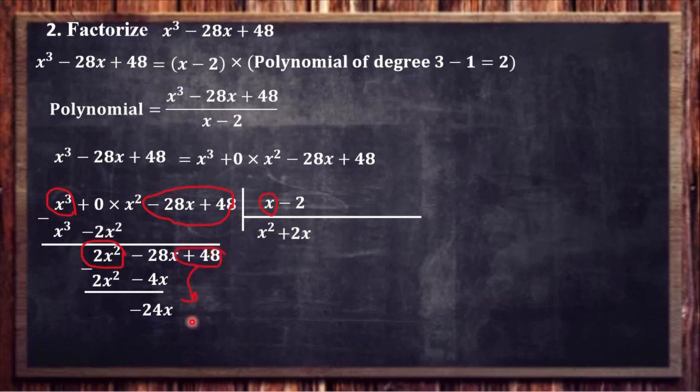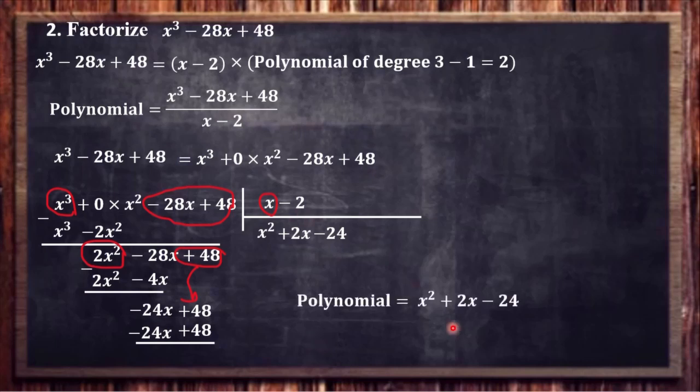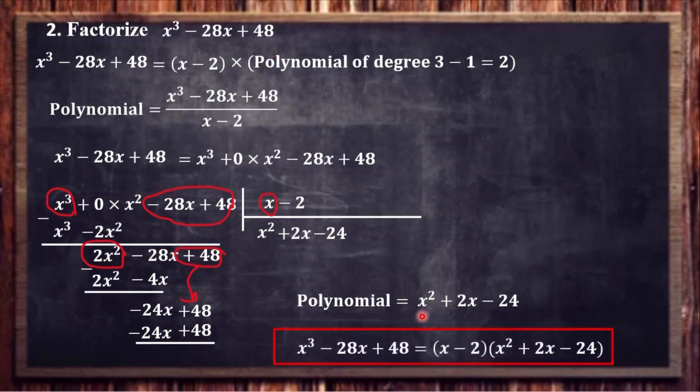We rewrite 48 here at this place, and again we look at the first term here. We see that we need the multiplier negative 24 to equate them. So we have here negative 24x plus 48. So we see that if we subtract the bottom line from the upper line, we will have 0. So this is the answer. So our polynomial is equal to this quadratic expression. And we can factorize our initial polynomial as x minus 2 times this polynomial of degree 2.